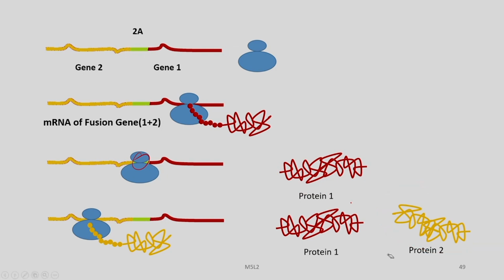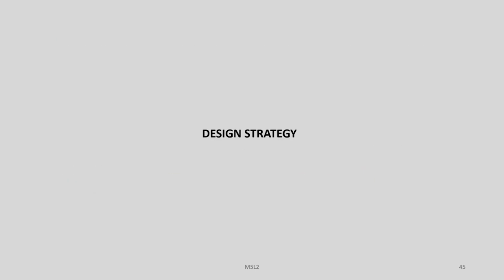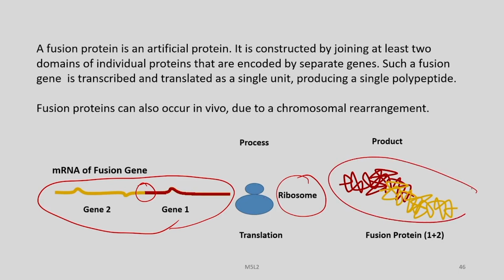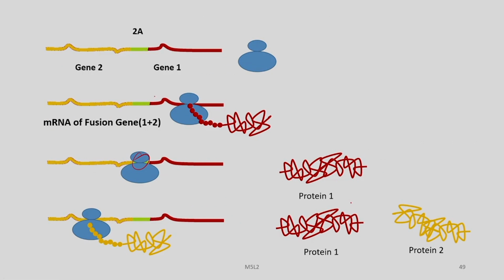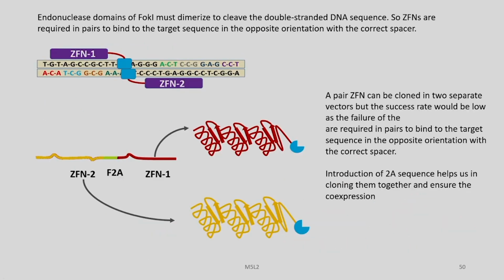So, by this method of inserting a 2A sequence in between the mRNA sequences of 2 genes, we can produce 2 separate proteins in a single read. And if we do not have that sequence, we will have a fusion protein, because there is no 2A here. But in the case where 2A is introduced, we get 2 different proteins. So, this design strategy is very, very important for ZFN design.